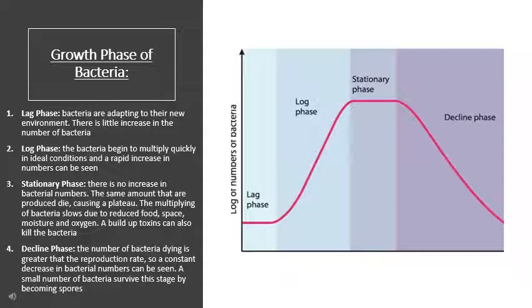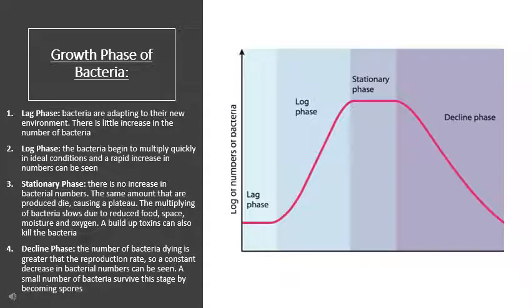What will kill a majority of the bacteria is the toxins that they are producing during reproduction. These toxins, although new bacteria are being reproduced, are still killing the old ones, which means there's a steady amount of bacteria. It's not increasing or it's not decreasing. The final stage then is the decline phase. The number of bacteria dying is now greater than the number that is being reproduced.